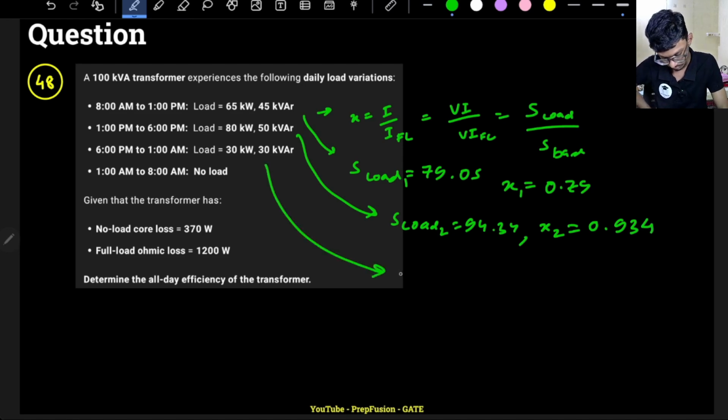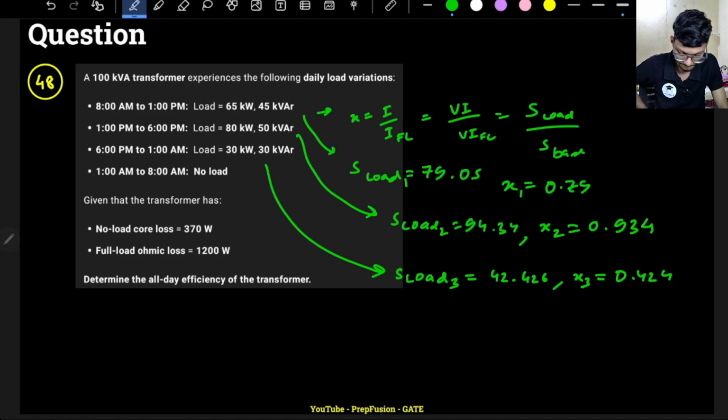Now S load 3 will be basically 30 square plus 30 square, that is 30 root 2. So 30 square plus 30 square whole under root. So it will be 42.426. So x3 will be basically 0.424. Okay, so these are my x3.